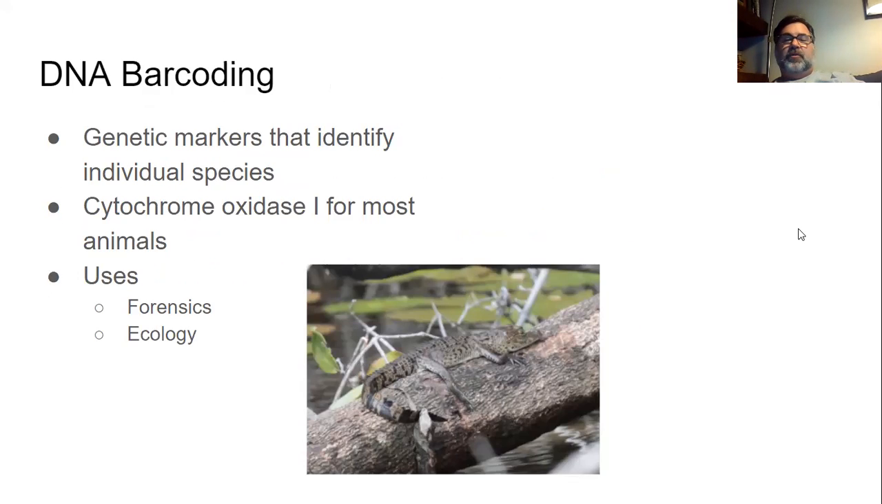Okay, DNA barcoding. This is another use of DNA. So use markers that identify individual species. For most animals, it's cytochrome oxidase 1, so CO1. And what that means is that is a marker because it is conserved within a species, but variable among species. And what you can do is grab cytochrome oxidase 1, sequence it, and look up the sequence, and it'll tell you what species you have.